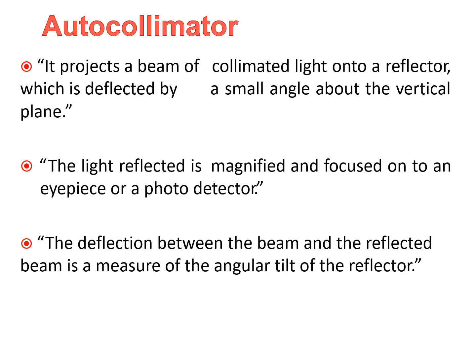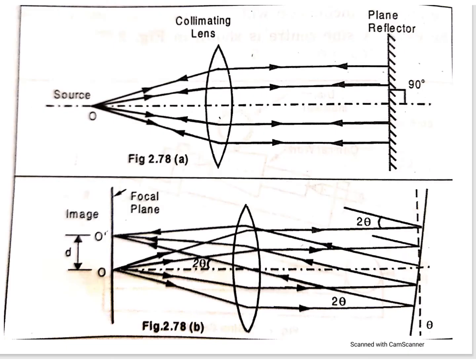The principle involves projecting a beam of collimated light onto a reflector, which is deflected by a small angle about the vertical plane. The reflected light is magnified and focused onto an eyepiece or a photo detector. The deflection between the beam and the reflected beam is a measure of the angular tilt of the reflector. If you look at this diagram, you can easily understand. This is a normal to the workpiece. The plane reflector we can also call the workpiece, or the angle we are going to measure.